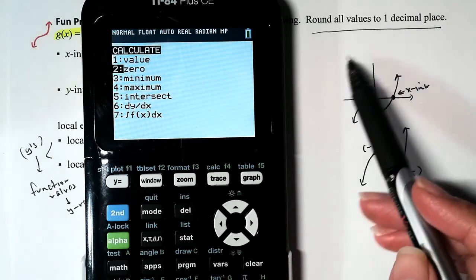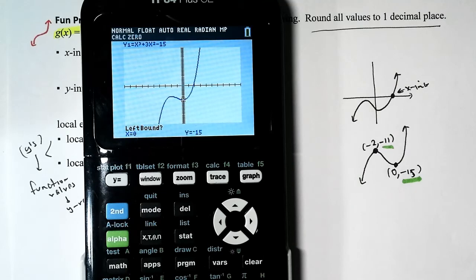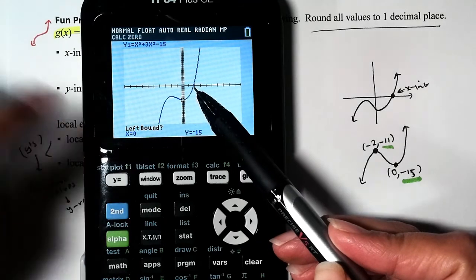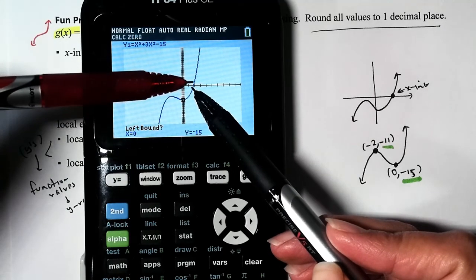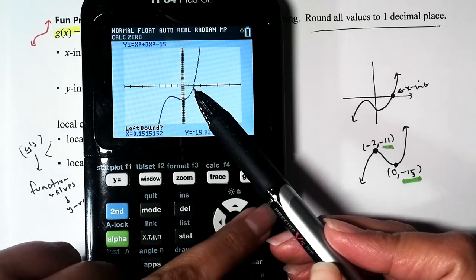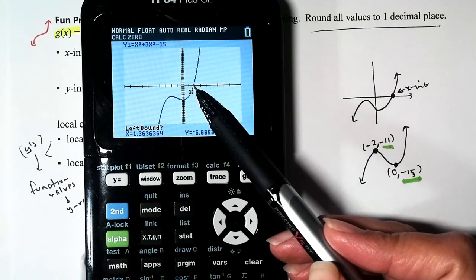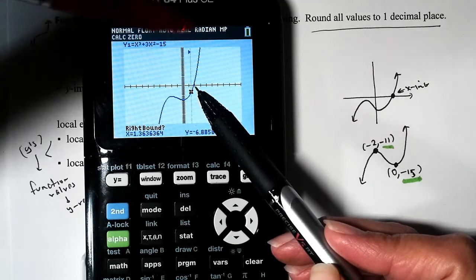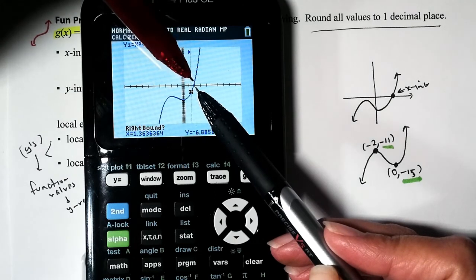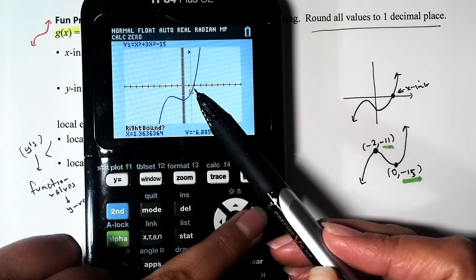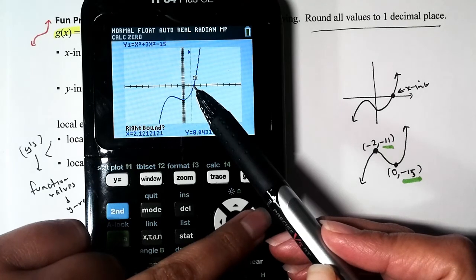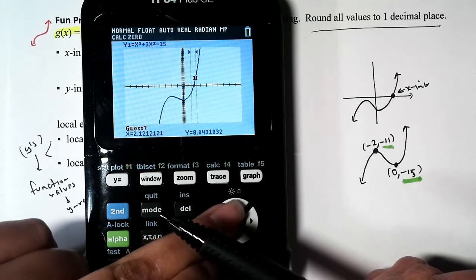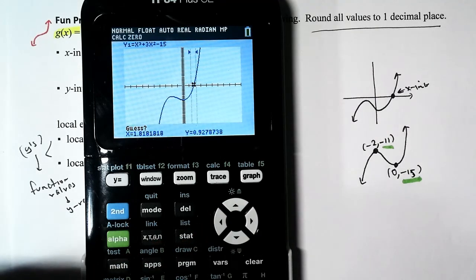You can put this keystroke, second calc 0, and then left bound. The x-intercept is right here, so we want to put the cursor anywhere to the left of it. I think we're good right there, but I'm just gonna put it closer for dramatic effect, and then we hit enter. Now right bound, I need you to put the cursor anywhere to the right of it. We use our side arrows, and I think I'm to the right of it. We hit enter. Guess. Let's move our cursor closer to where we believe the x-intercept is.